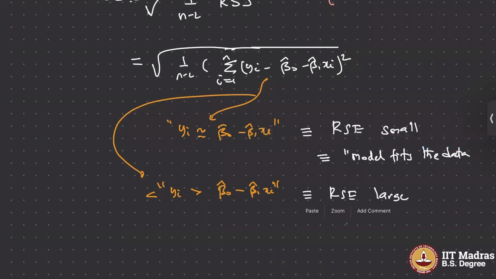Here this is true. The model fits the data, and here it's not. The model does not fit the data. So RSE will give you a gut feel, an absolute measure of lack of fit of the data.